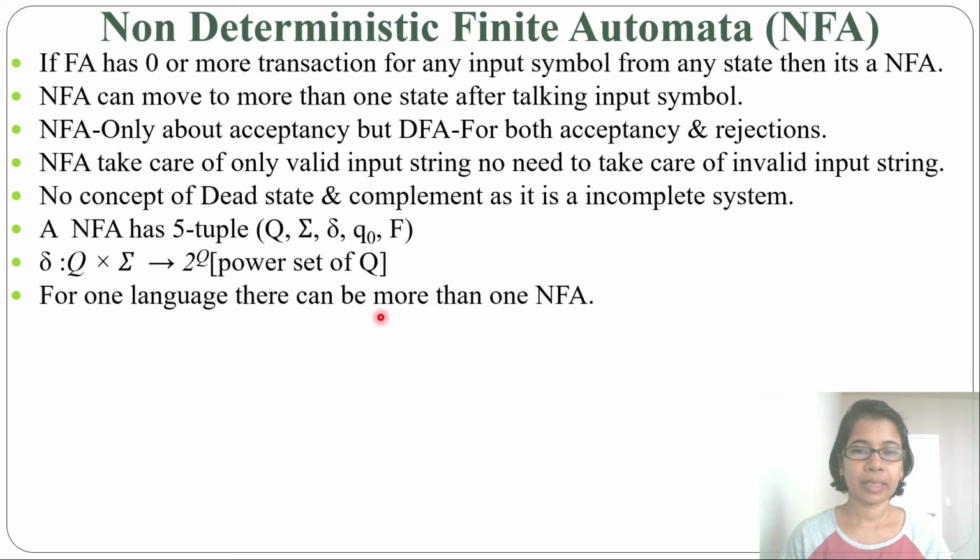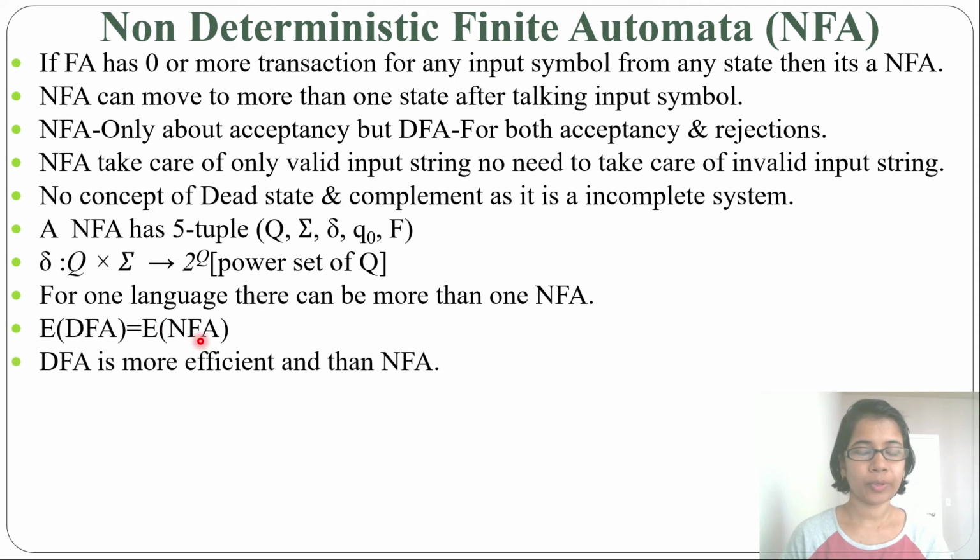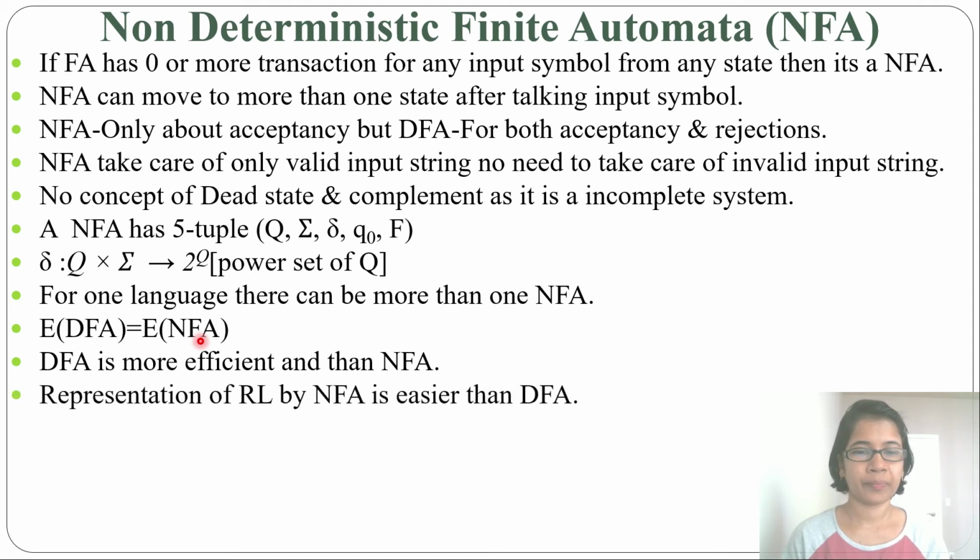For one language, there can be more than one NFA. In case of DFA also, for one language, there can be more than one DFA, but minimal DFA is 1. In case of NFA also, there can be more than one NFA. Expressive power of DFA is equal to expressive power of NFA, or you can say its accepting power or recognizing power. Both are equally powerful. But DFA is more efficient than NFA as DFA is more useful. And DFA is a complete system. That's why it is more efficient than NFA.